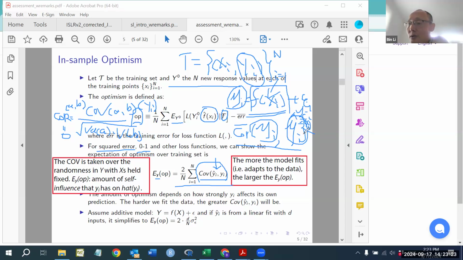Then what is the correlation between two random variables which are the same? The correlation is 1. Is that right? The correlation is 1. So what is the covariance? The covariance is maximized. That's the square root of the variance of yi times the variance of yi. So that's the largest you can get. So you can see when we overfit, this one will be very large. So we have a large optimism. That's no good. So overfitting gives very low training error.